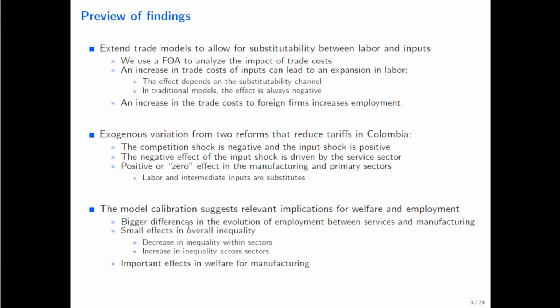And then we are going to use those estimates that we found in the reduced form, and the model calibration is going to suggest relevant implications for welfare and employment. And in particular, there are going to be bigger differences in the evolution of employment between services and manufacturing. We're going to find small effects in overall inequality, and the reason is because this substitutability channel is going to decrease inequality within sectors, but it's going to increase inequality across sectors. So in the end, the two terms cancel each other. And there we're going to find, because they are going to be substitutes in the manufacturing sector, important welfare effects for the manufacturing sector.